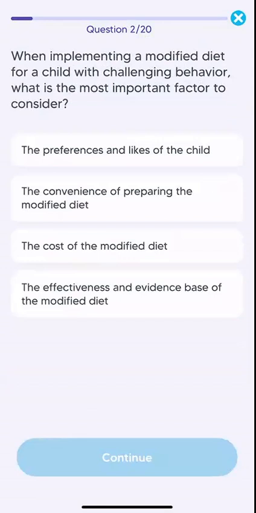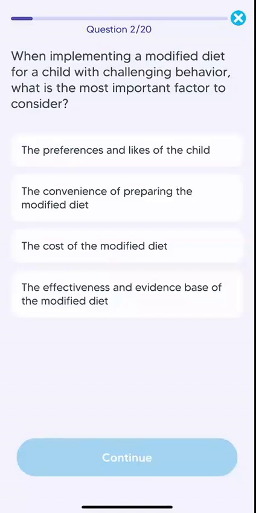When implementing a modified diet for a child with challenging behavior, what is the most important factor to consider? The preference and likes of the child, the convenience of preparing the modified diet, the cost of the modified diet, the effectiveness and evidence base of the modified diet. I'm confused between the first one and last one.